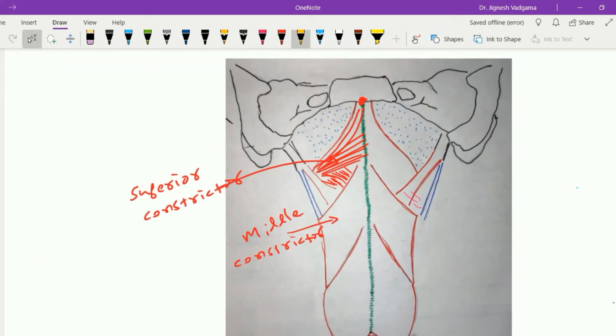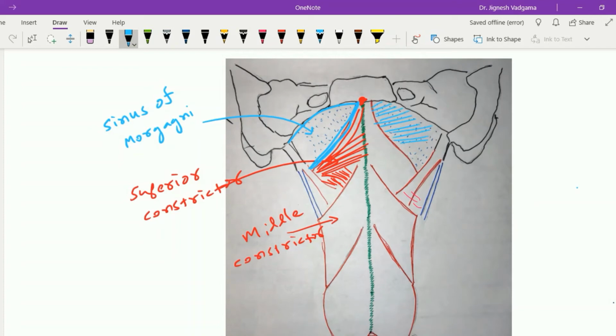Now the gap between the upper border of the superior constrictor muscle and the base of the skull is called the sinus of Morgagni. This sinus of Morgagni is covered by one fascia, the pharyngobasilar fascia, which we are going to study shortly. A few structures pass through this sinus of Morgagni. We are going to discuss them shortly.